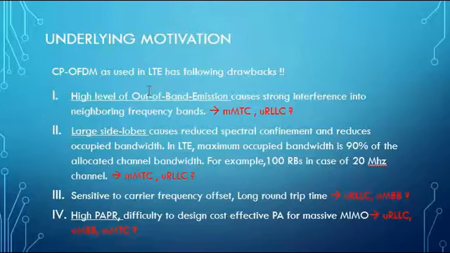For example, in LTE the maximum occupied bandwidth is 90% of the allocated channel bandwidth. So if you have a 20 megahertz channel, only 100 RBs are used, which is 90% of the possibly allocated channel bandwidth. This again impacts the mMTC and ultra reliable low latency communication use cases of 5G.